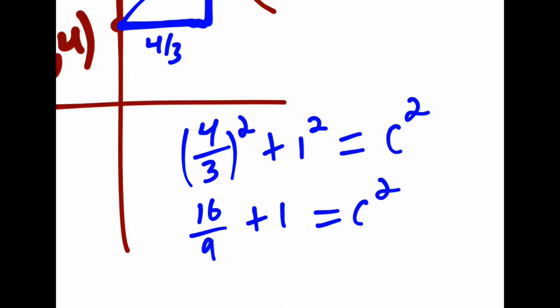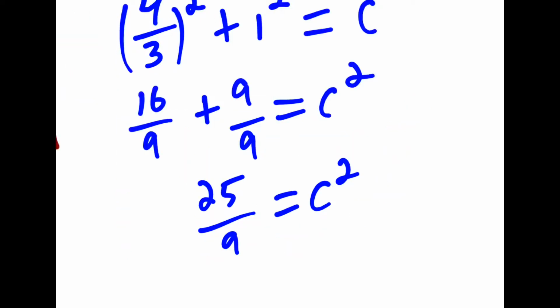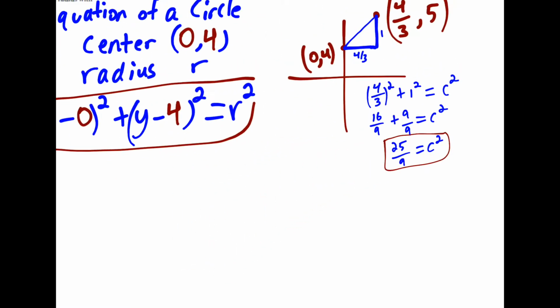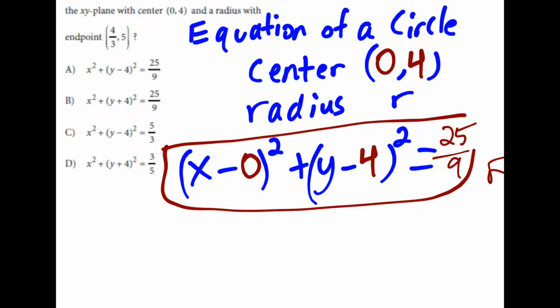4/3 squared becomes 16/9. I can rewrite 1 as 9/9. And my hypotenuse squared is equal to 25/9. So following those steps, I actually can just plug that right in here for r squared, because this is already c squared. So r squared will be replaced with 25/9. So looking at my answer choices, I see that 5/3 and 3/5 is wrong. And x minus 0, this part goes away, and it's y minus 4, not plus 4. That's why A is the best choice.